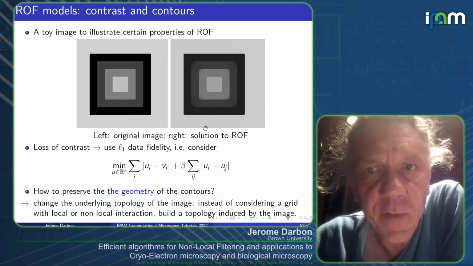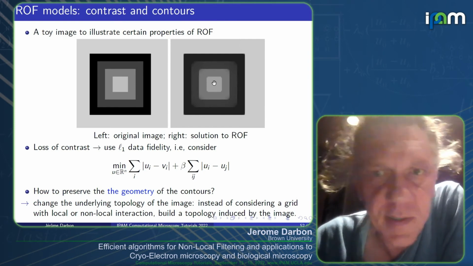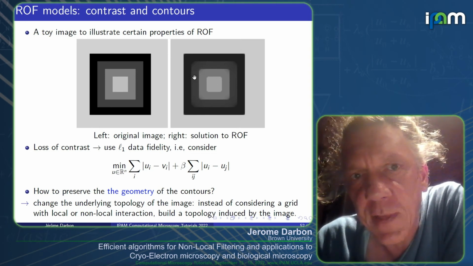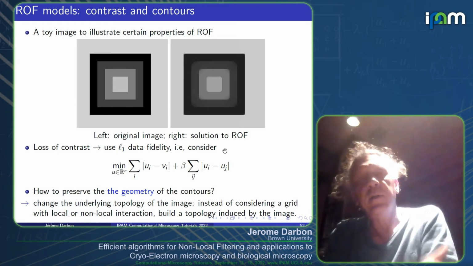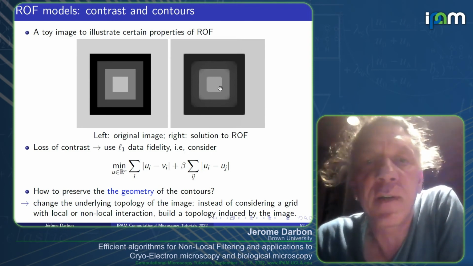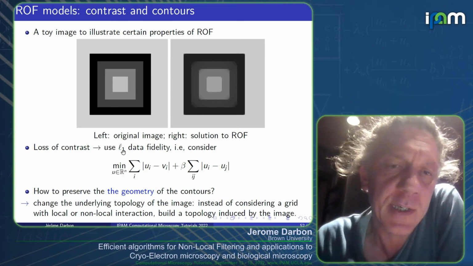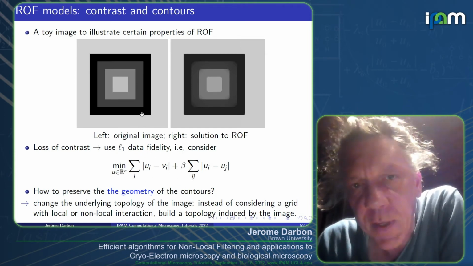You start losing a bit of the contrast. You see the square in the middle is darker than the original one. And then you see that instead of having perfect squares, now we are starting to smooth the corners. One of the questions here is, how can we mitigate the loss of contrast? Well, we know we're going to replace the quadratic by an L1 term. So this is what we're going to consider for the data fidelity.